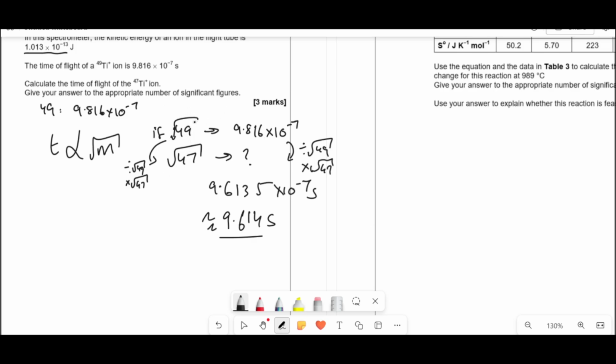So if I'm going down from root 49 to root 47, I'm dividing it by root 49, that gives us 1, and then I times it by 47, that gives us root 47, and then it would do the rest. That's the way I'd do it, to be honest.